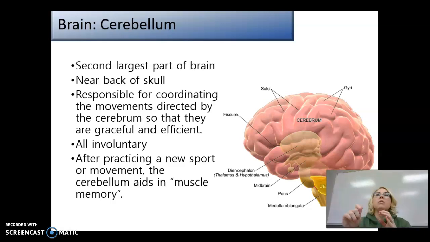This happens as an infant when we are walking. This happens whenever we are learning any, what's it called? When you're on stage, blocking for theater. Your cerebellum is the one that aids in all of that.